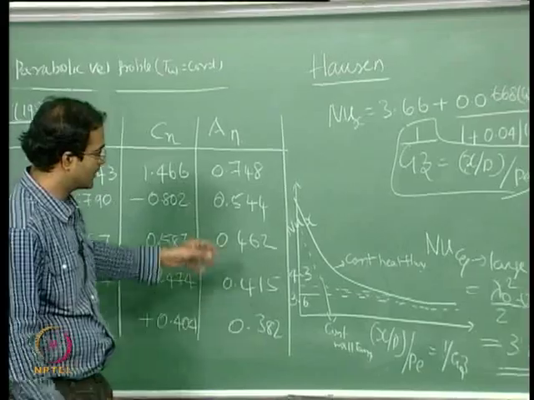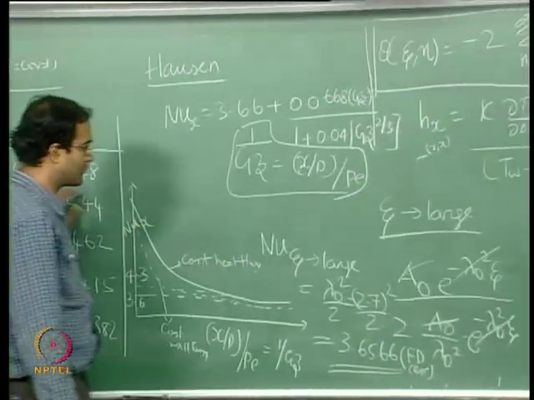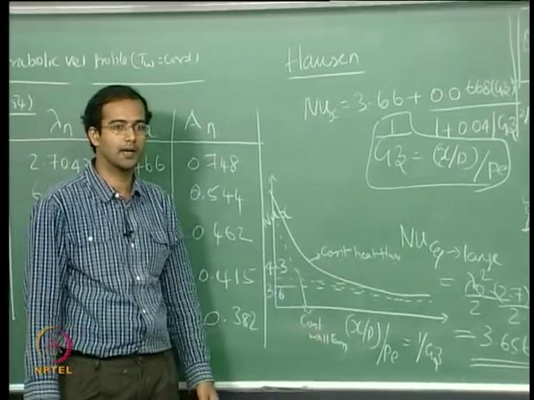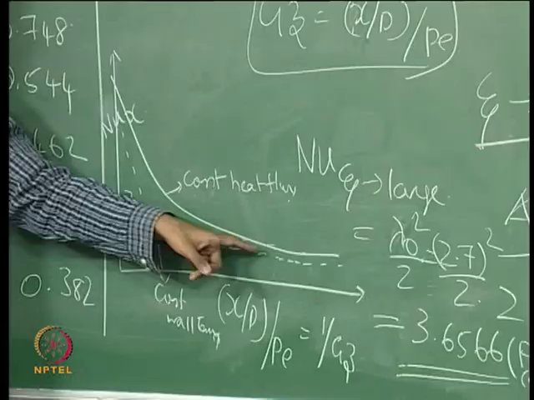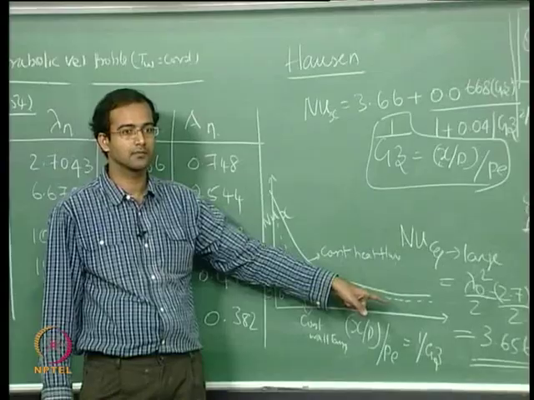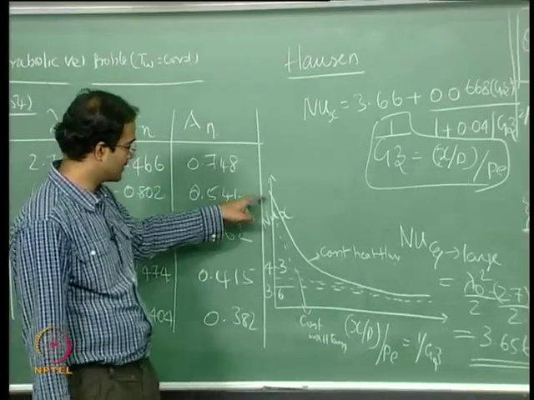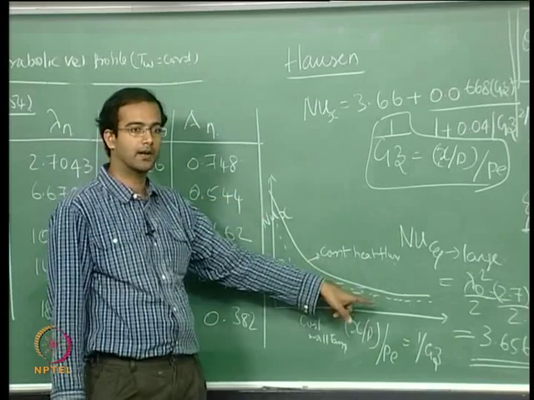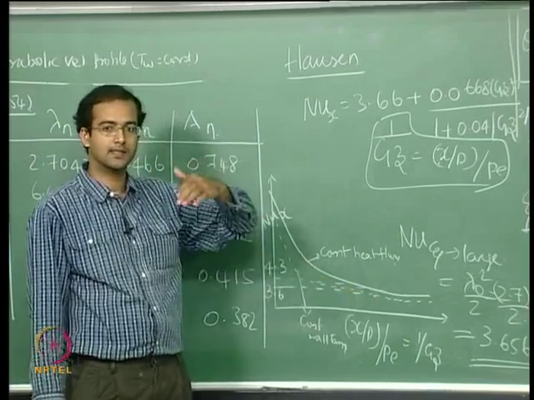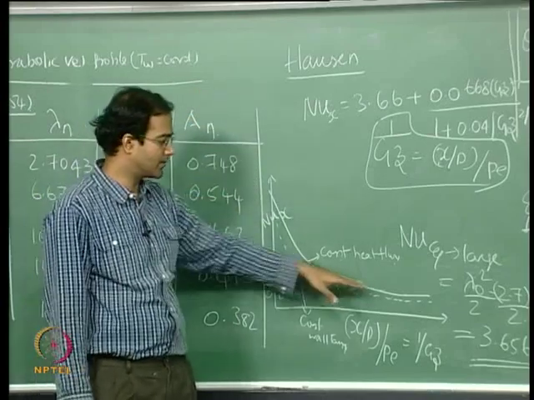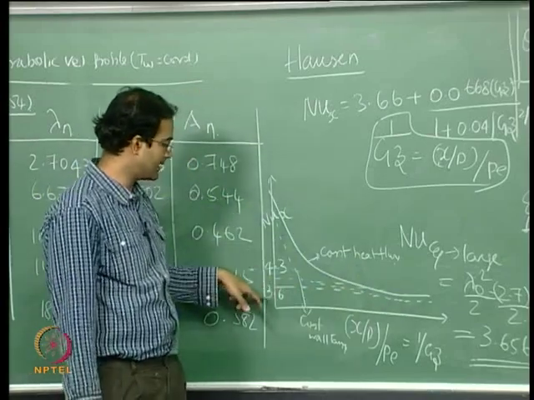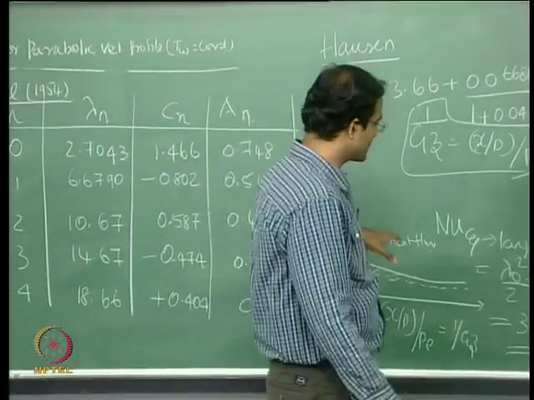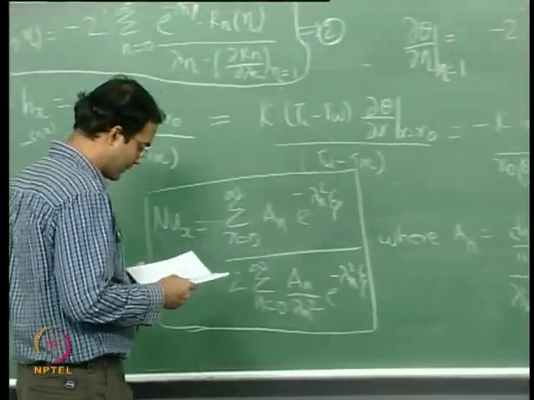Once you have the first 5 dominant terms, you plot it as a function of 1 over Graetz number, and you will find that it is an exponentially decaying function. You can also plot both the constant wall flux and constant wall temperature boundary condition cases. The constant wall flux case has a slightly higher Nusselt number and asymptotically reaches a value of 4.3, and the constant wall temperature case reaches 3.6. So this is to give an idea about the thermally developing region.